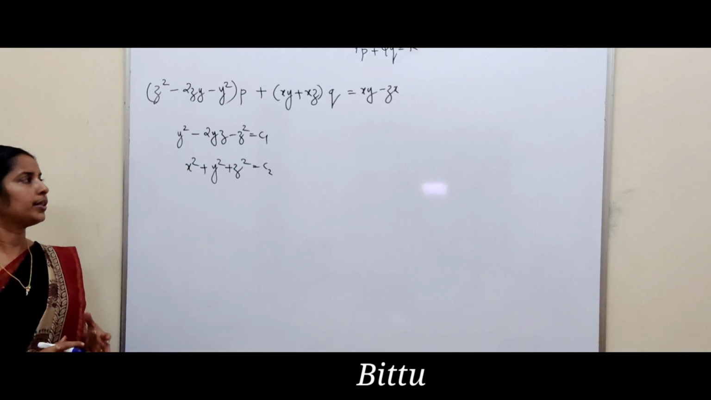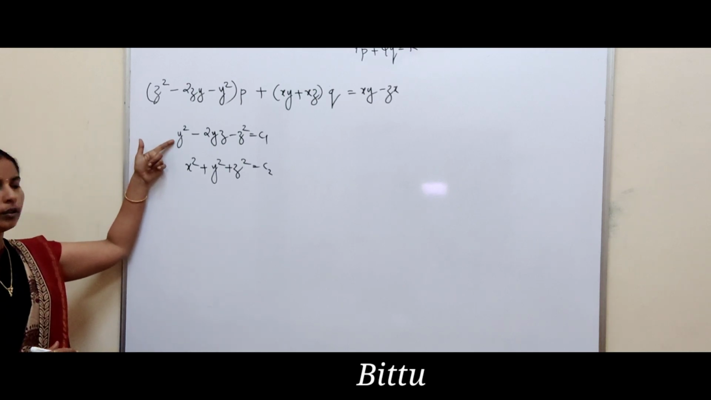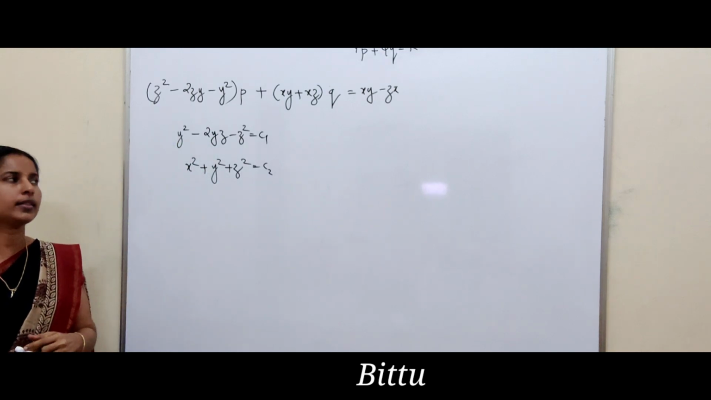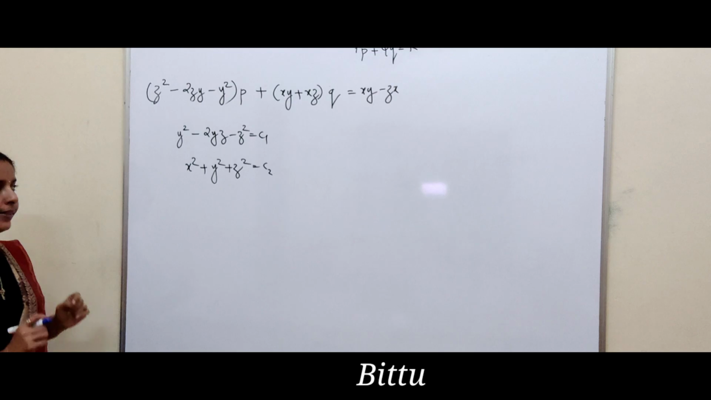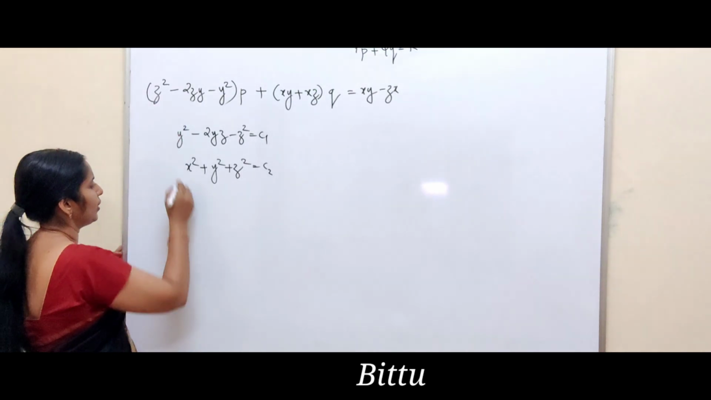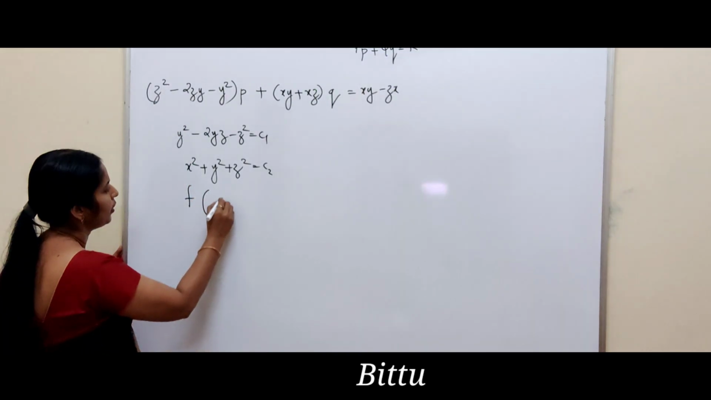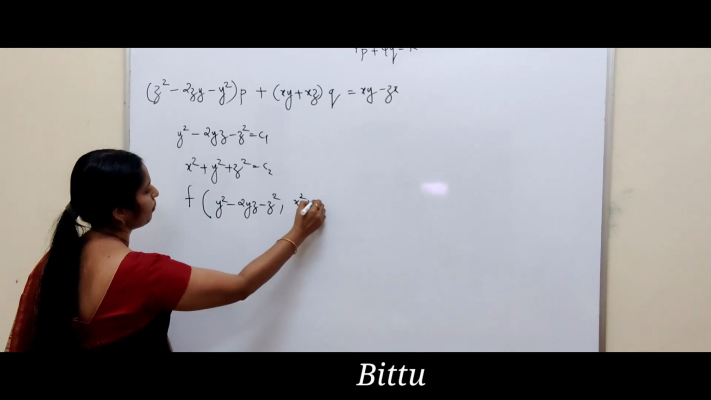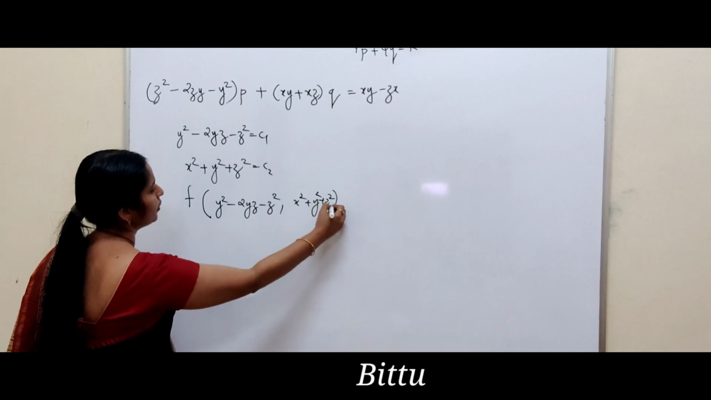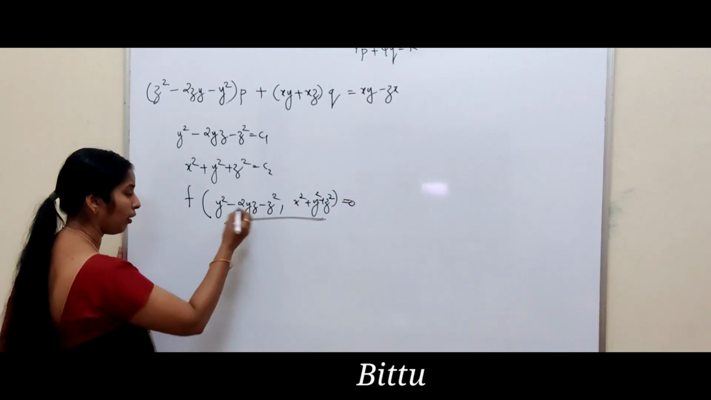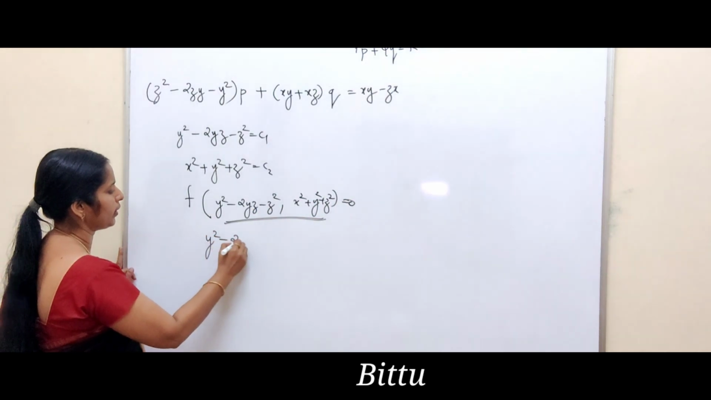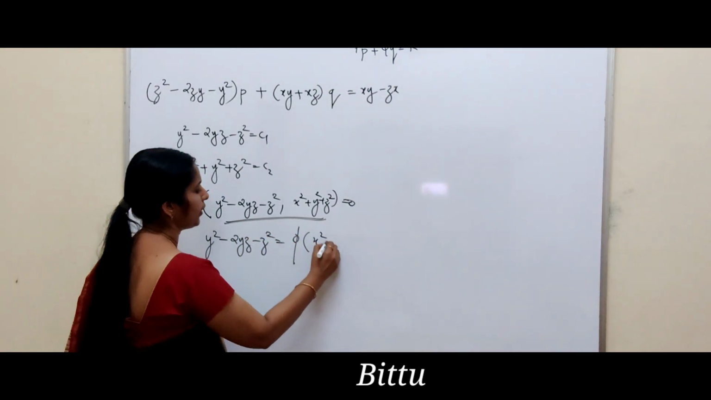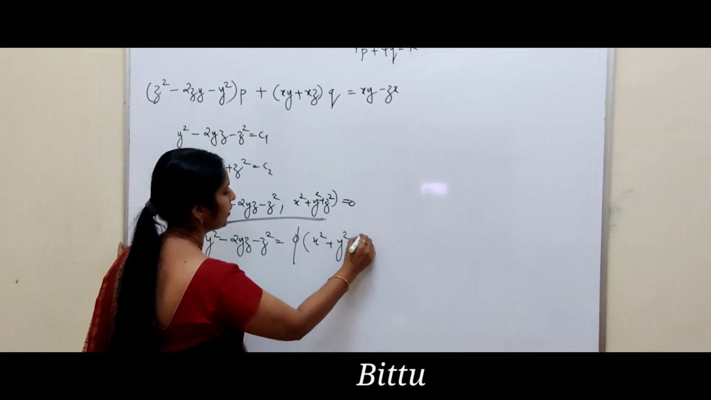We have two solutions of the auxiliary equations: y square minus 2yz minus z square equal to c1 and x square plus y square plus z square equal to c2. So we can easily write the solution of the given partial differential equation as f of (y square minus 2yz minus z square, x square plus y square plus z square) equal to 0. Or you can write it as y square minus 2yz minus z square is a function of x square plus y square plus z square.